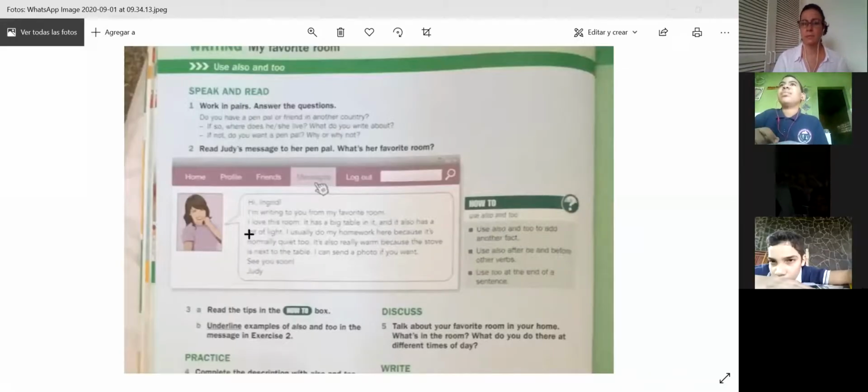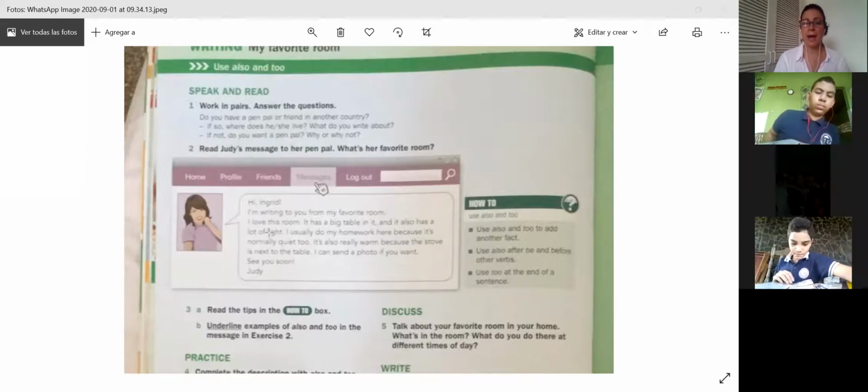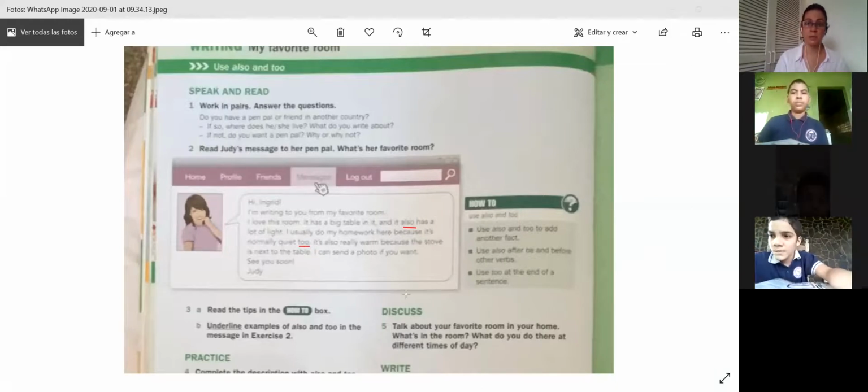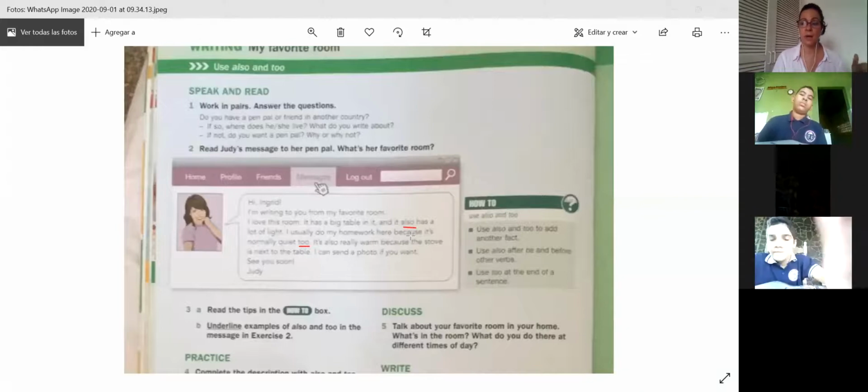Okay, so here we have the reading that we were listening to, the message. So, hi Ingrid, I'm writing to you from my favorite room. I love this room. It has a big table in it, and it also, so here we have also, has a lot of light. I usually do my homework here because it's normally quiet too. Another one, we use again, too, when we use it at the end of the sentence. Also, we use it to add another fact.